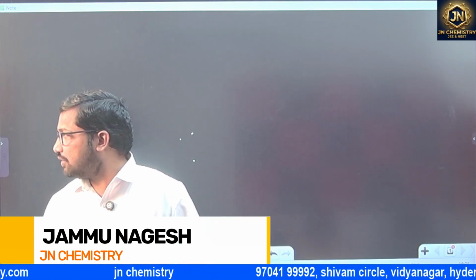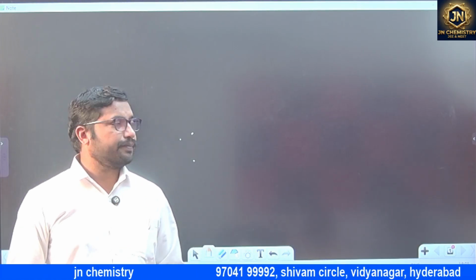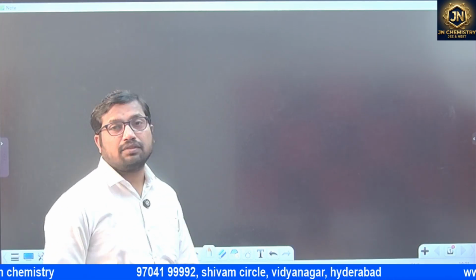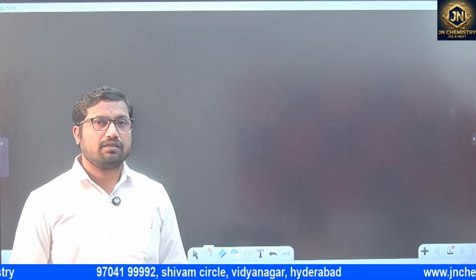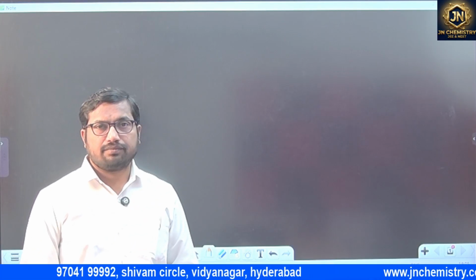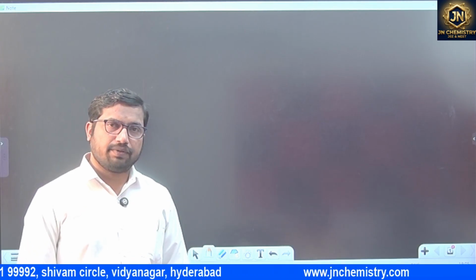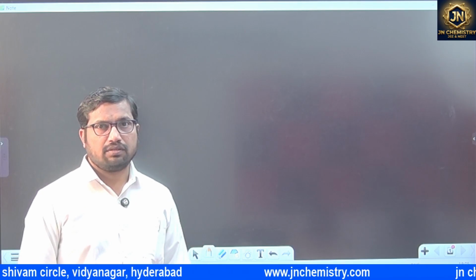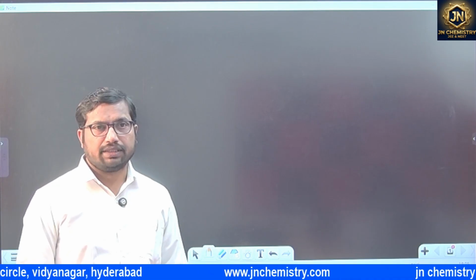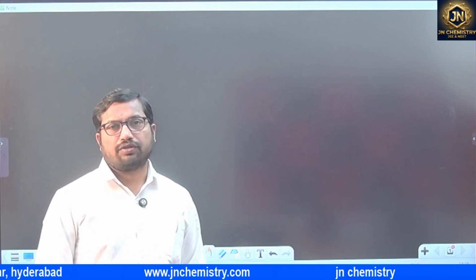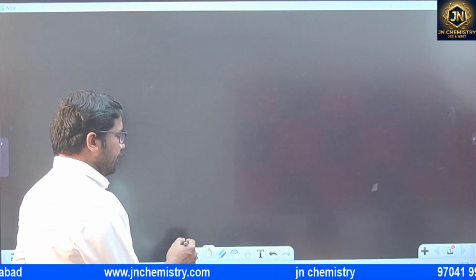So in the last class, what we were doing now was equilibrium. In the starting day we discussed types of equilibrium, right? Chemical equilibrium, ionic equilibrium, physical equilibrium, chemical equilibrium, homogeneous, heterogeneous. So like that we discussed a number of types. Then afterwards we discussed Kc and Kp.